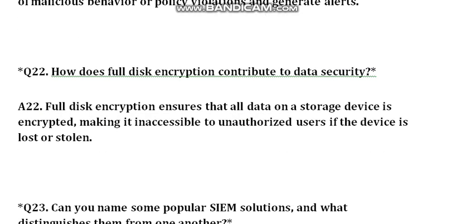How does full disk encryption contribute to data security? Full disk encryption ensures that all data stored on the storage device is encrypted, making it inaccessible to unauthorized users if the device is lost or stolen.